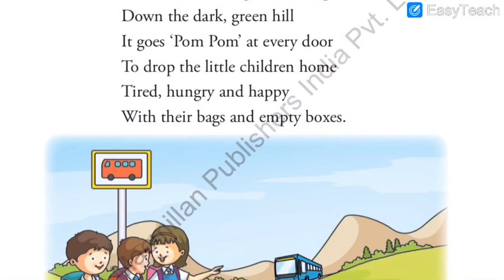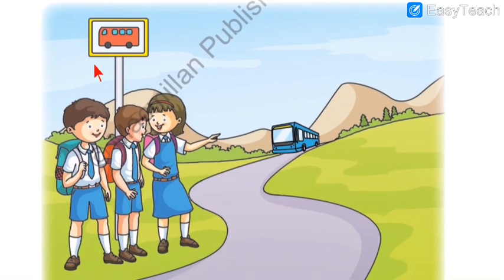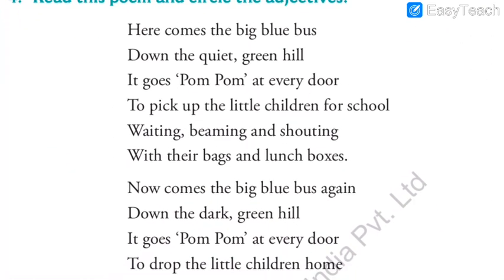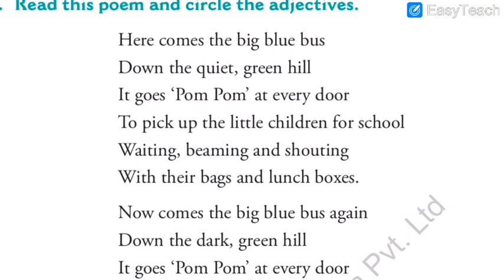So here you can see that on that poem the picture is given to you. How the children are, how the blue bus is, how it comes and children wait for their school bus, correct? So here you need to just pick out the adjectives, the describing words. In the first line, here comes the big blue bus. So the bus is described as big and blue. So these are the adjectives. I will not circle it, I will just square it so that you can read the content precisely. Yes? So that is how you are going to find out the adjectives.